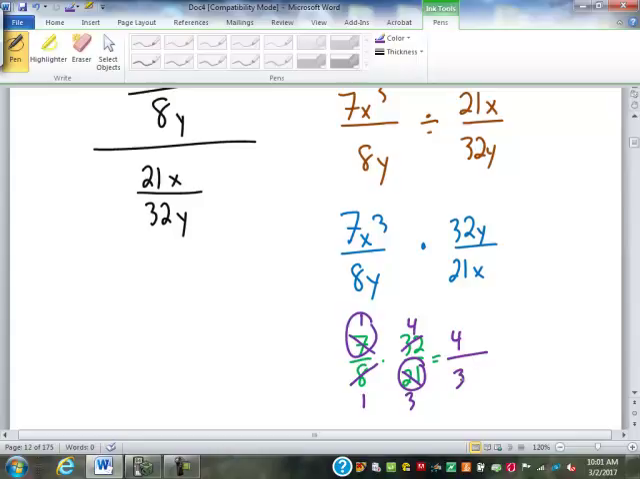We cannot make that 1 1/3, so we're going to leave it as 4 over 3. Remember, there's variables involved, so we never make it into a mixed number.